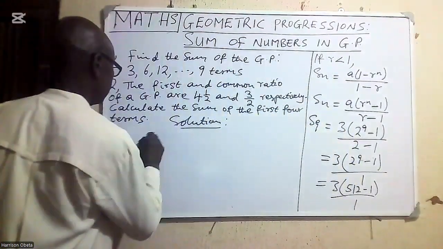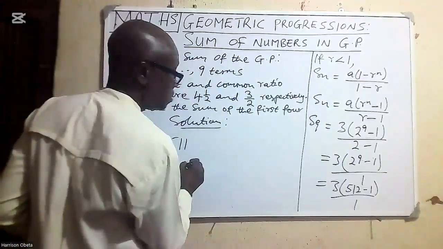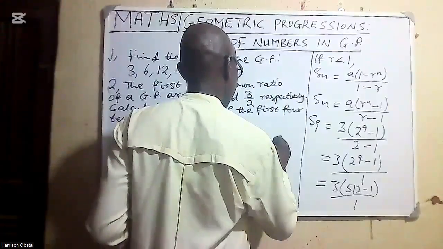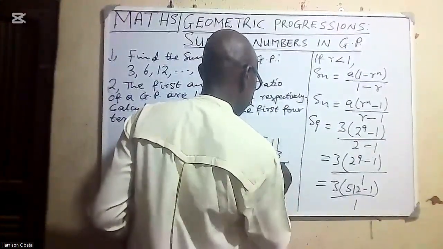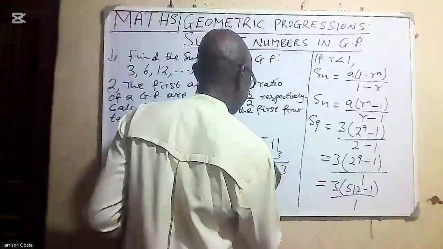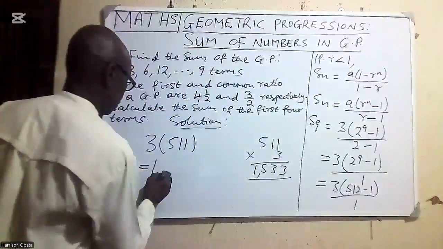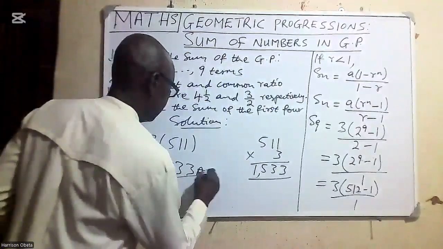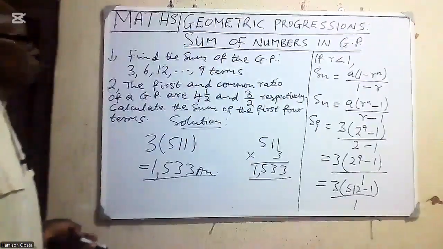And that will give us 3 brackets 511, which we can now multiply here. 511 times 3, that is 1,533. So that is the answer to that. So we're now going over to number 2.